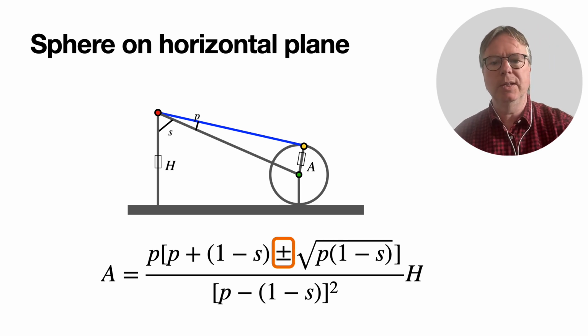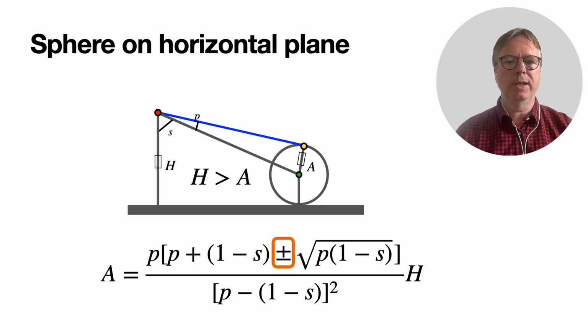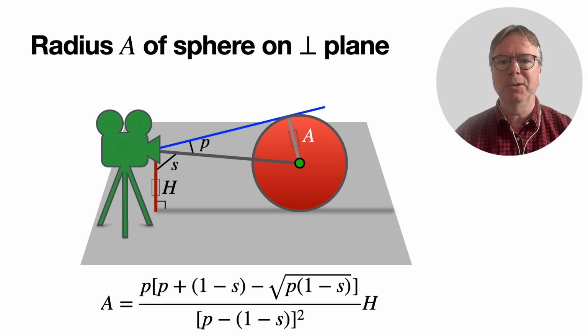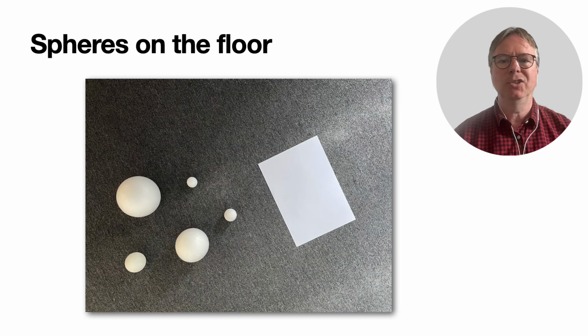So let's look at that plus or minus. It turns out that it depends on whether H is larger than A or vice versa. In our case, H is larger than A, and also in the experiment that will be the case. And then you need a minus sign. So back to our original configuration. We now have an expression for the radius A of the sphere. We assume that we know H, the height of the camera, and from a photograph we can measure S and P. So let's do that.